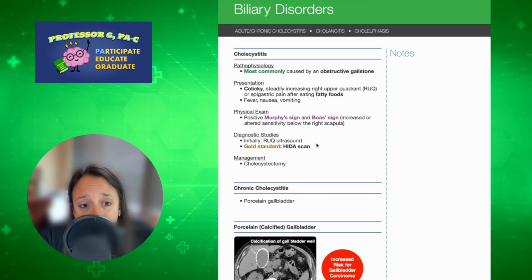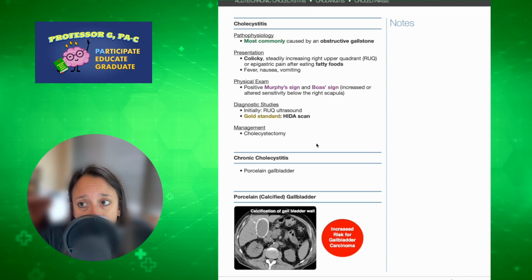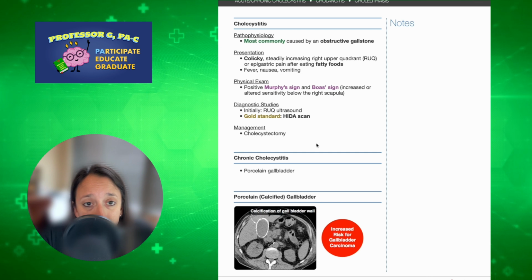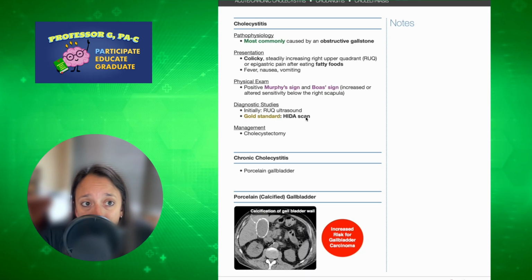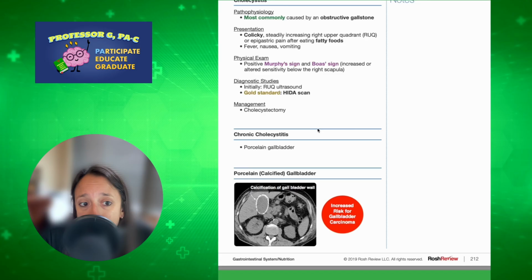Diagnostic studies, the study of choice for that right upper quadrant pain is going to be a right upper quadrant ultrasound. And that's what we're going to do in the emergency department or wherever they are to assess for cholecystitis and probably cholelithiasis. However, the gold standard for diagnosing cholecystitis is actually a HIDA scan, but we generally don't do a HIDA scan unless we don't see the exact cause or maybe they don't have acute cholecystitis. So HIDA scan can be done to kind of show problems with motility of the gallbladder as well as kind of a more chronic picture. Management is going to be removing the gallbladder via a cholecystectomy.